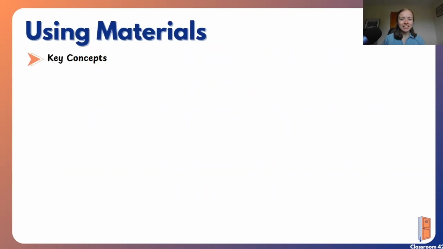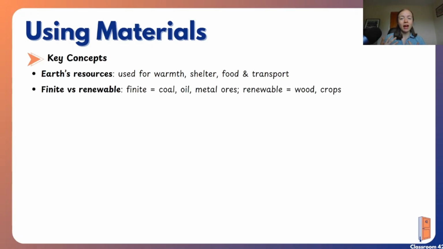Welcome back, and this is our final unit for paper 2 of chemistry, and that is using materials. So the Earth's resources are used for warmth, shelter, food and transport, and that's our main concept behind using materials. You have finite and renewable materials. So finite examples are coal, oil and metal ores, and renewable examples are more like woods and crops.